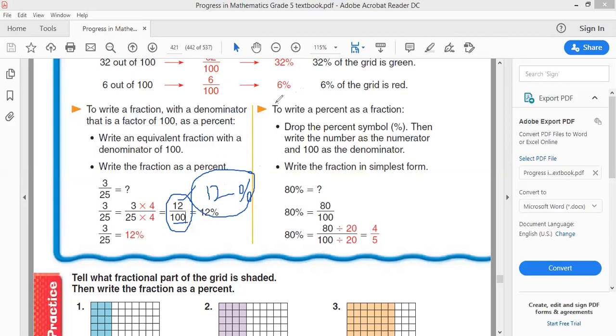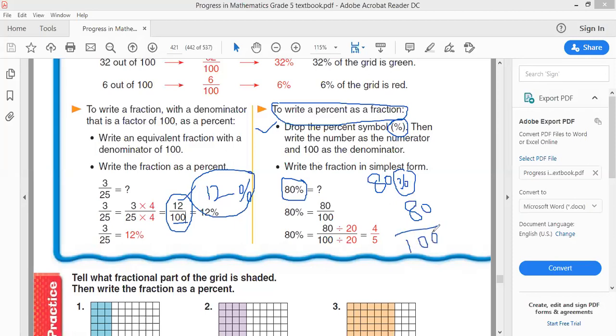Now there is another thing: how to write a percent as a fraction. Here you have a percent, 80%. How can you change it into a fraction? There are some steps you need to do. First step: drop the percent symbol, remove it. Then write the number as the numerator over 100. So 80% becomes 80 over 100.